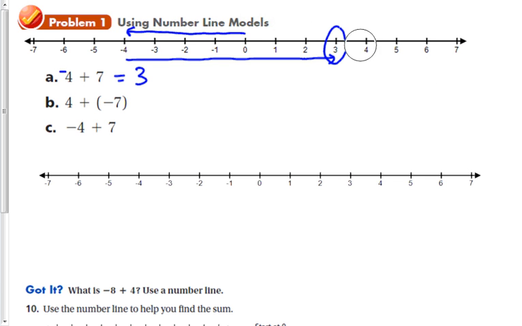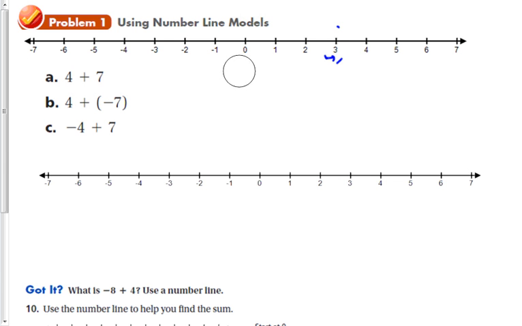4 plus -7. My first arrow this time would be an arrow to the right, 4 units long. That takes me to the number 4. And then adding a negative number is going to be a left arrow 7 units long. And that's going to take me to -3.